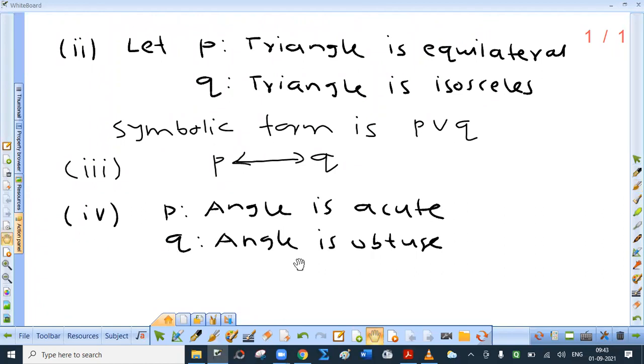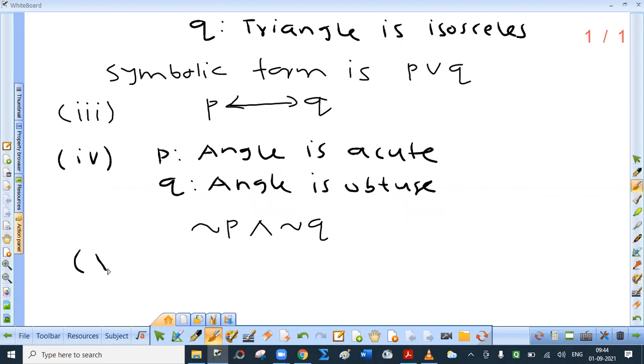Okay, then the symbolic form is not P and not Q. You may also say, let me complete. You may also say, we will say P: angle is not acute, and Q: angle is not obtuse. And then we will say P and Q. That is also correct, but generally we do not use negation in the original statement. So that is why I have written this as not P and not Q.